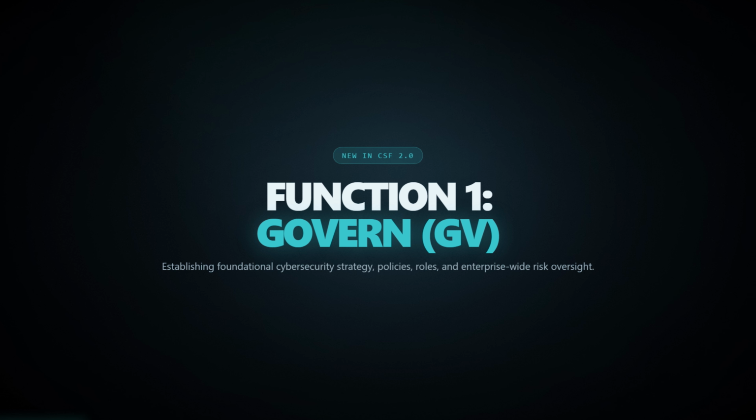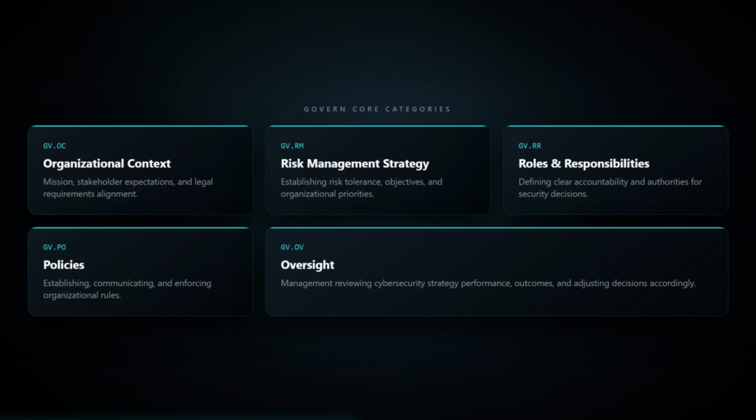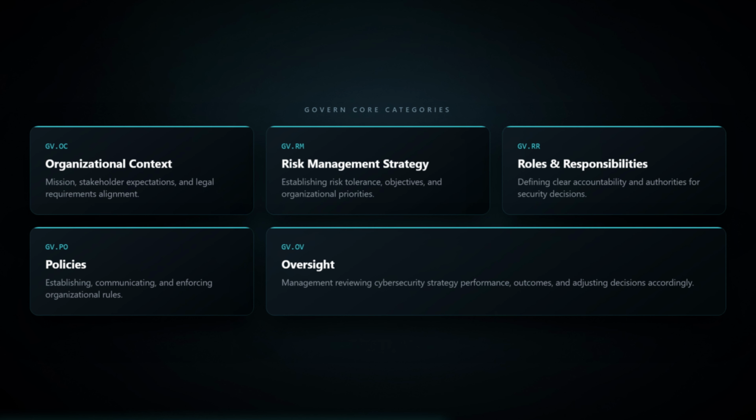The first function is governance, which is new to NIST CSF 2.0 and forms the foundation for the remaining functions. It clarifies cybersecurity policies, responsibilities, and risk management and aligns them with business goals. Its main categories are organizational context, risk strategy, roles, policy, and oversight. Simply put, governance is the process by which management regularly reviews cyber risk and assigns responsibilities.